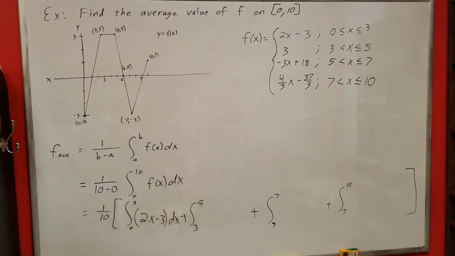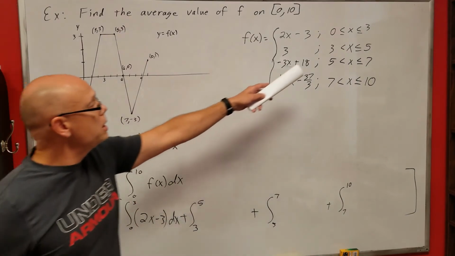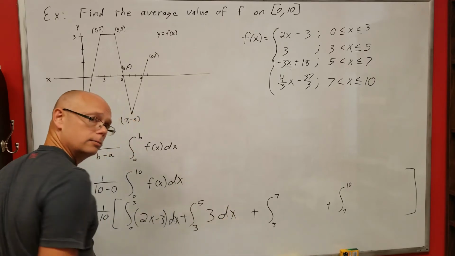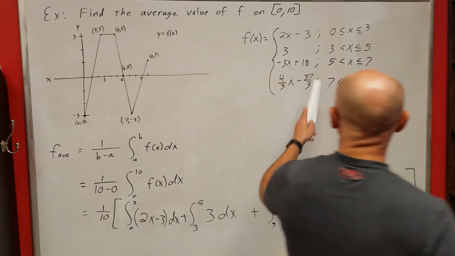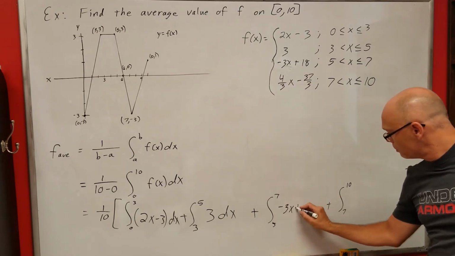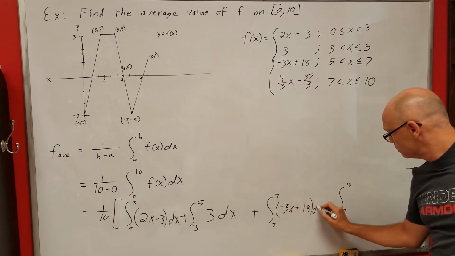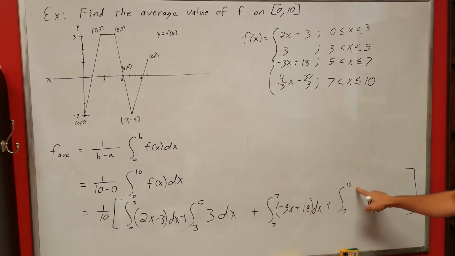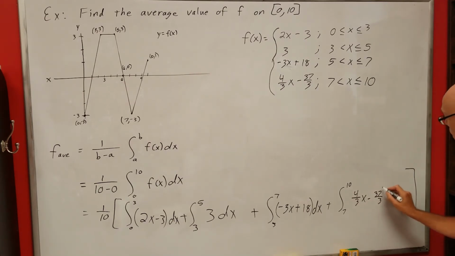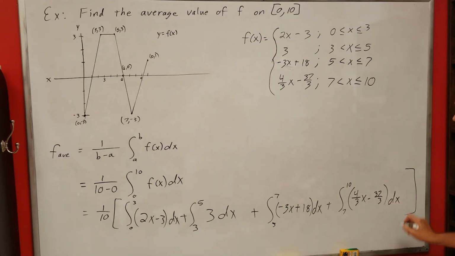Put it there. How about from 3 to 5? Which piece am I going to use? 3? That's going to be an easy one to integrate. How about from 5 to 7? We have negative 3x plus 18 dx. And how about from 7 to 10? We're going to use 4/3 x minus 37 thirds dx, right? And then we integrate each part and evaluate it and so forth.